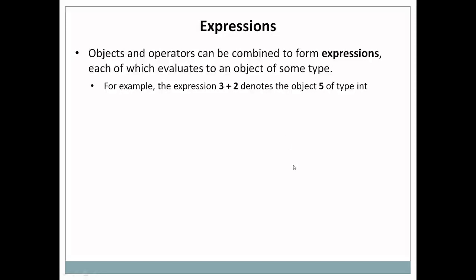Now if you look at the expression, 3, where 3 is of type int, plus 2, which is of type int, the result is a new object 5, which is also of type integer.